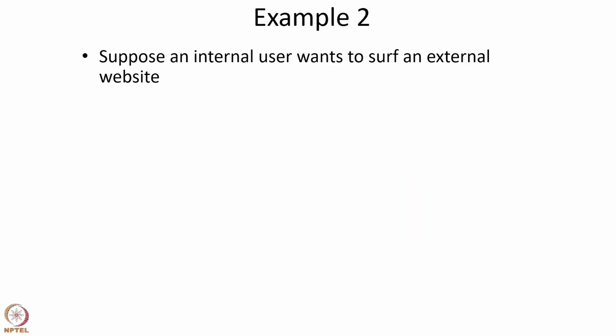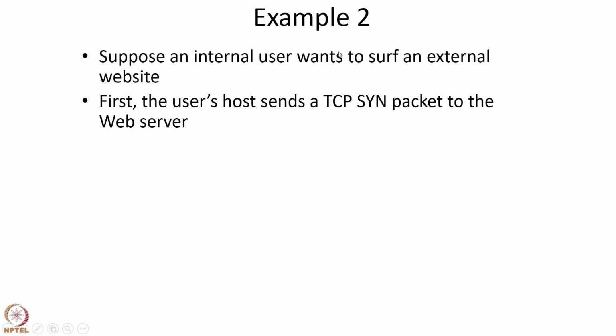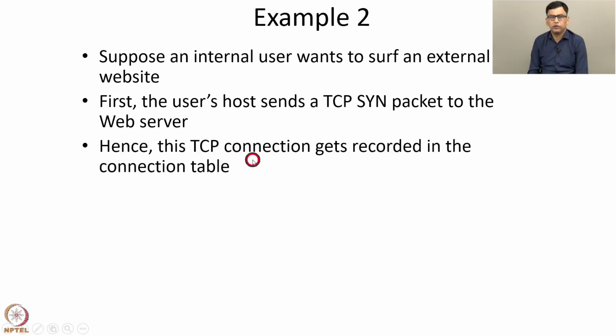Here's another example. Suppose an internal user wants to surf an external website. First, the user's host sends a TCP SYN packet to the web server. So this TCP connection gets recorded in the connection table. There is an active TCP connection from the internal user's system to the external website, and that TCP connection gets recorded in the connection table.